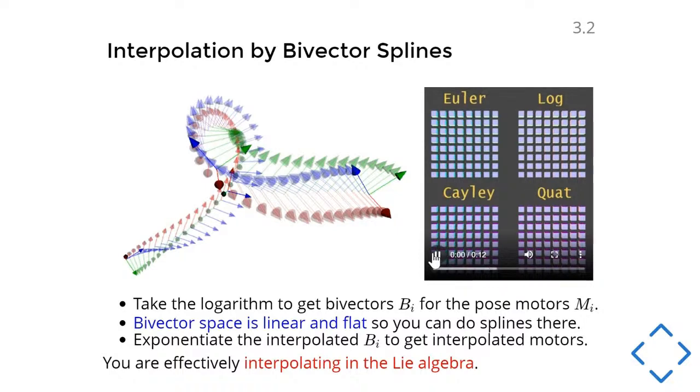And Steven has done some simulations to show that this way of doing it via a logarithm gives you much, much better behavior than things like Euler angles with all their discontinuities, than even quaternion interpolation, which is closely related but not quite doing the log, and something called Cayley interpolation, which is a somewhat simplified form of that. Effectively, what we're doing is interpolating in the Lie algebra, but notice that we don't need special mathematical terms to describe what we're doing, because it's absolutely straightforward.